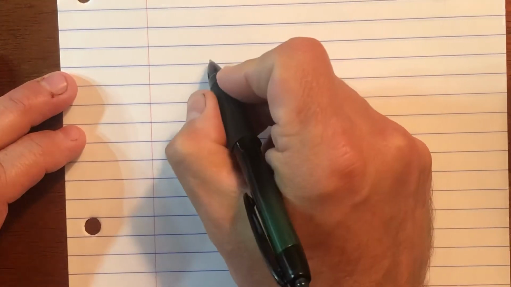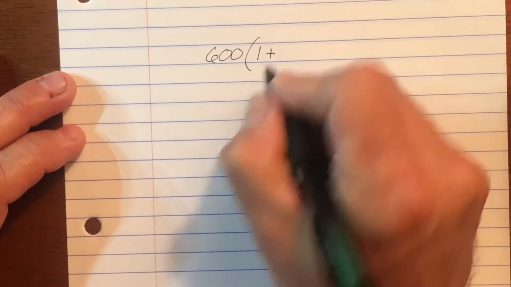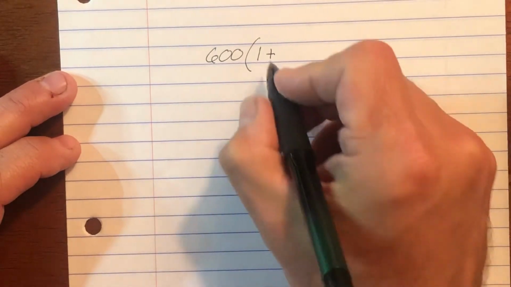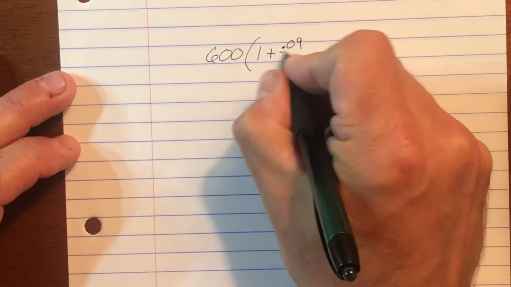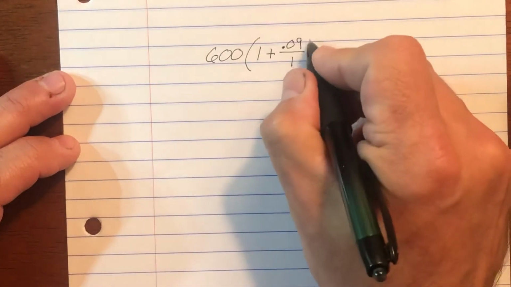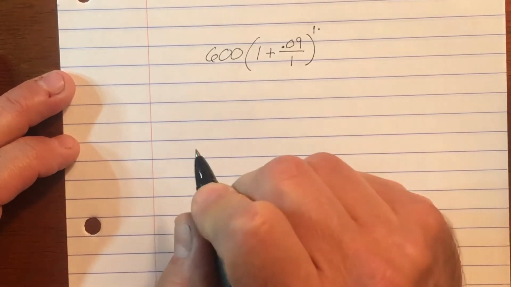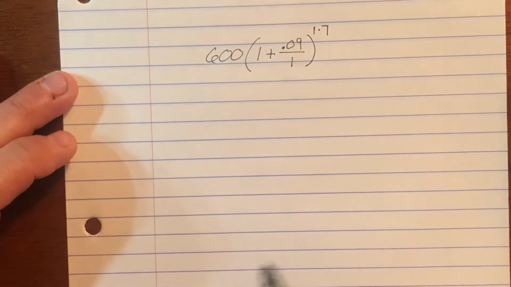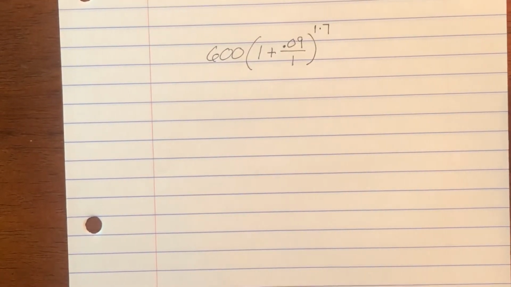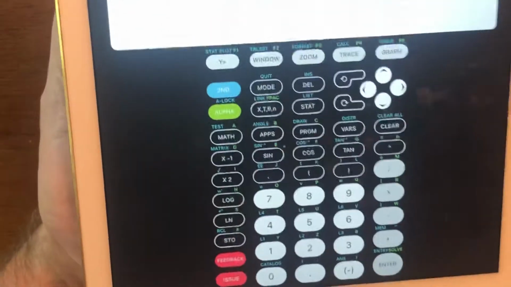All right, we said that this was going to be 600 times 1 plus the interest rate, the problem said 9%, so that's 0.09, divided by, it said compounded annually, so that means 1, goes down there. And then up here, the N is going to be a 1, and it said that the number of years was 7. So this is what I'm typing into my calculator. So again, I'm using the Calculate 84 app on my phone. I've got it on the iPad here. And we're just going to type this in and see what we get.